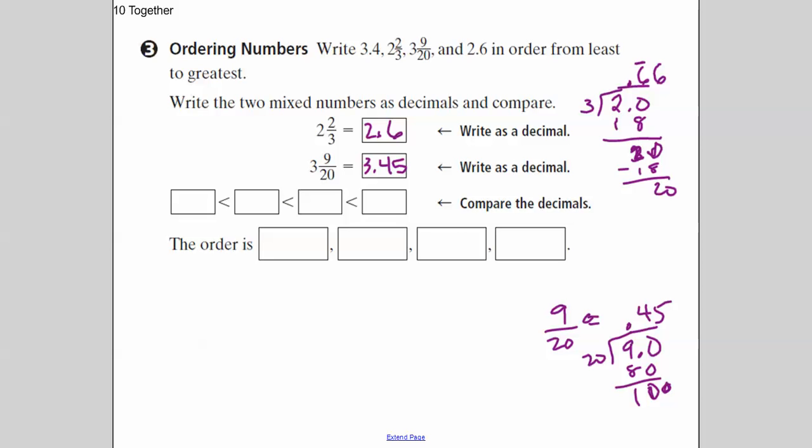So I've got 2.6 will be my smallest. 2.6 repeating will be my next biggest. 3 and 4/10ths and 3.45 will be my biggest numbers. So again, the order is going to be 2.6, 2 2/3, 3 4/10ths, and 3 9/20ths.